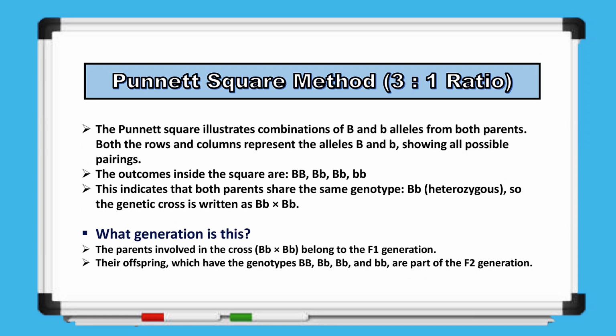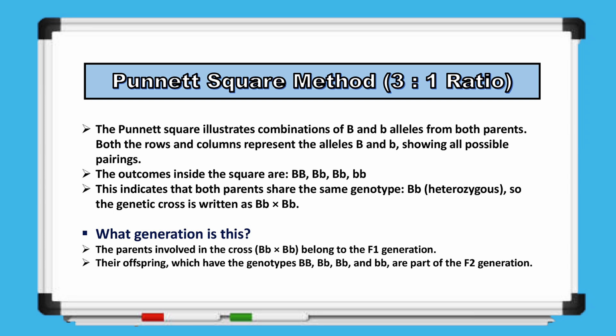The Punnett square shows the possible combinations of capital B and small b alleles contributed by both parents. Both the rows and columns represent capital B and small b, showing all possible pairings between the alleles. The results inside the square are capital BB, capital B and small b, capital B and small b, and small bb. This shows that both parents have the same genotype, capital B and small b, meaning they are heterozygous, so the genetic cross is written as capital B and small b crossed with capital B and small b.